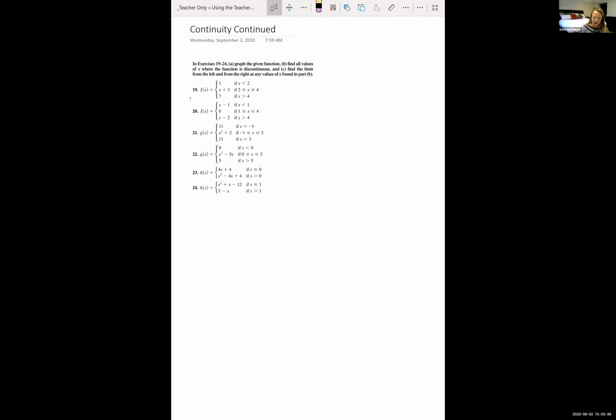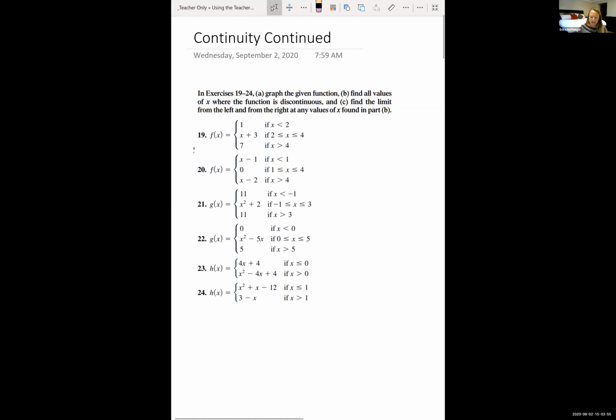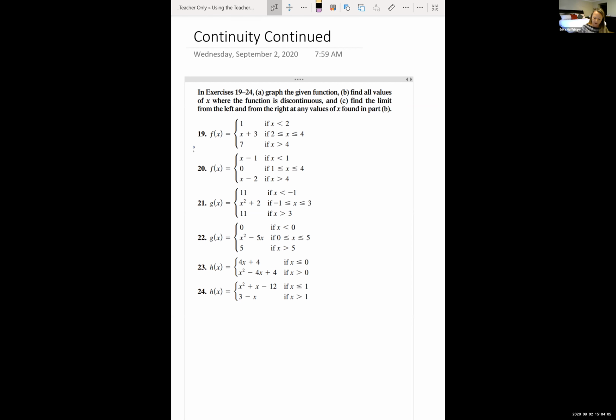Let's now look at piecewise functions. So piecewise functions are functions that have multiple equations, and depending on what your input is, your x value depends on what equation you're going to use. And so let's look at, well, we might as well just start with 20. So looking at number 20.